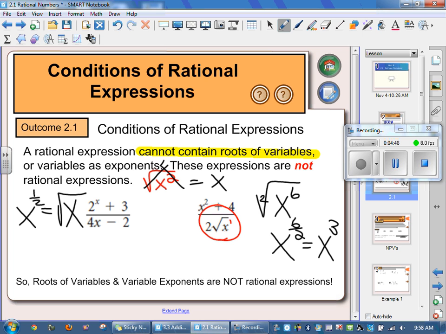Okay? So because of that, we do not want to have odd number exponents on our variables under roots. Okay? We don't deal with those in this chapter.